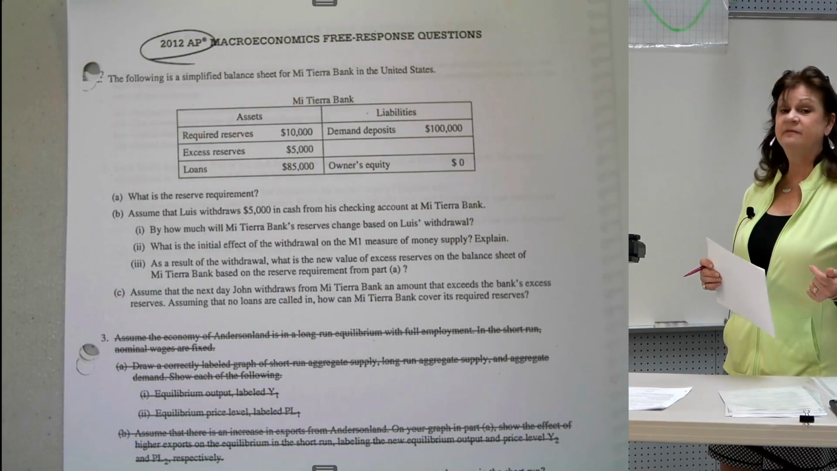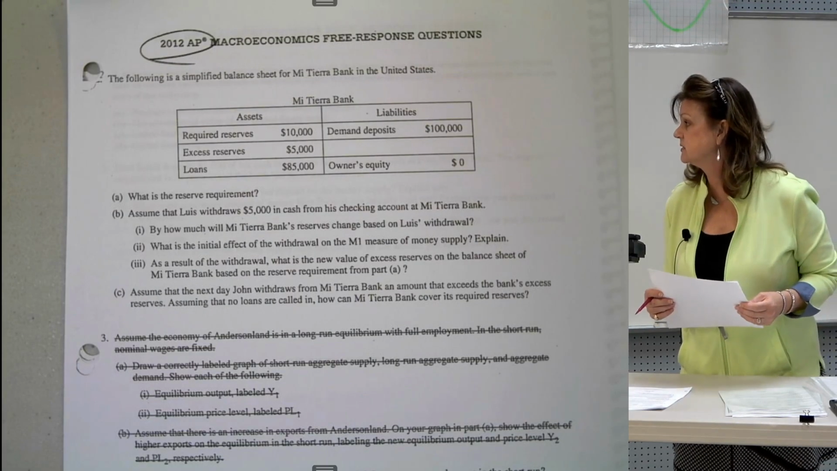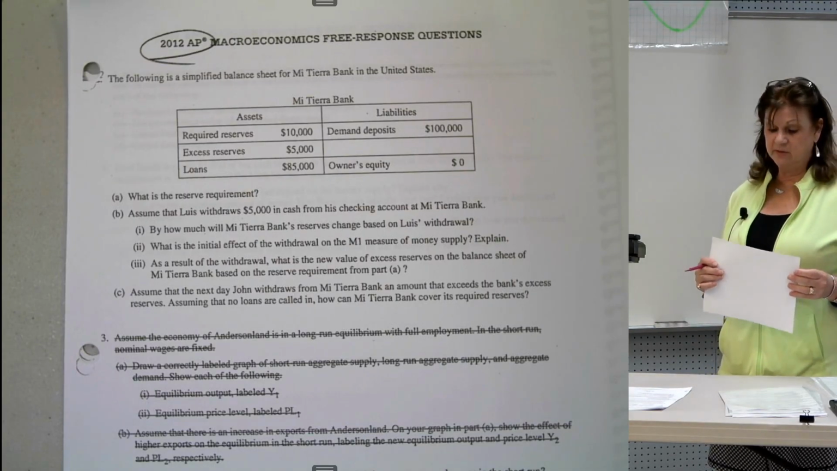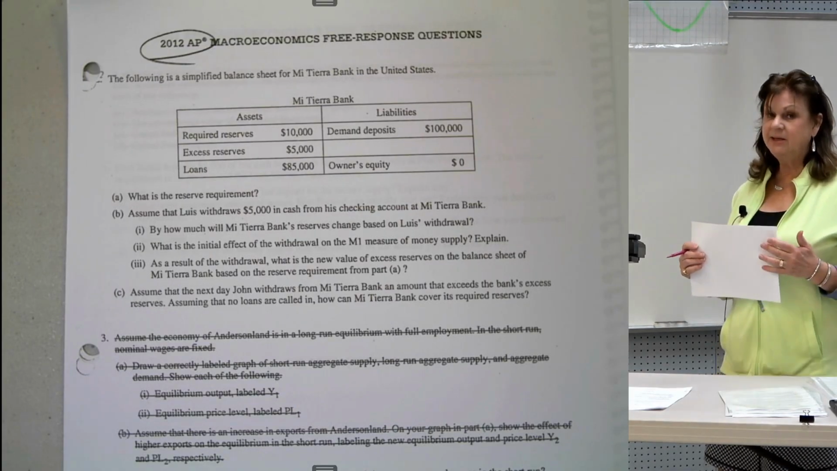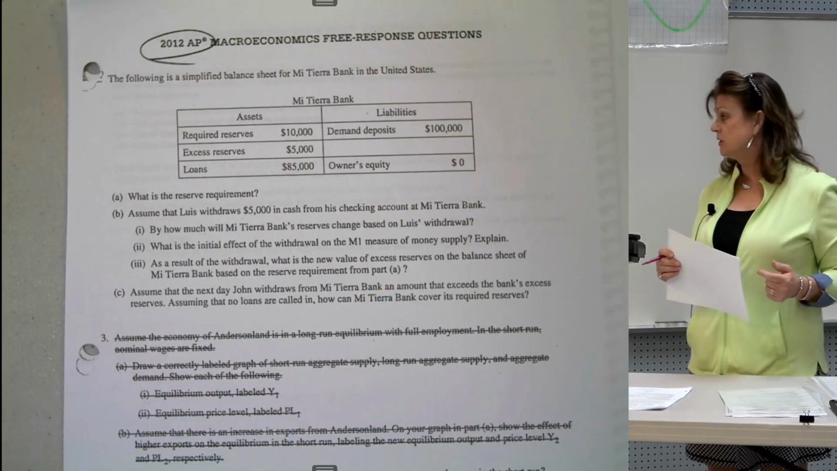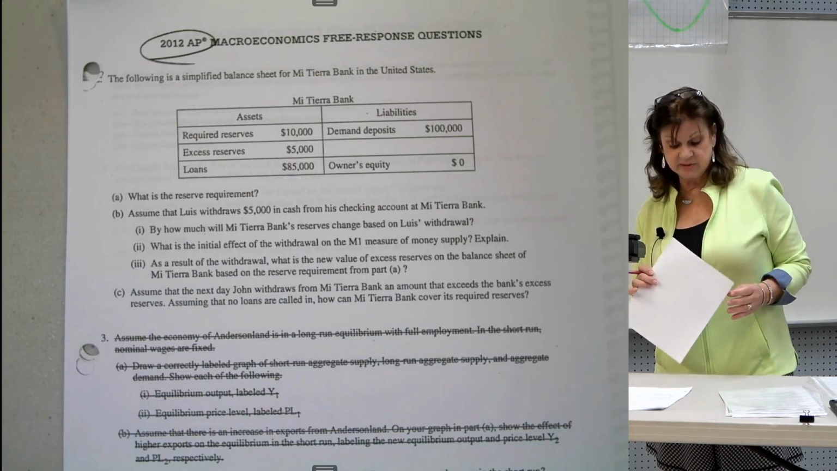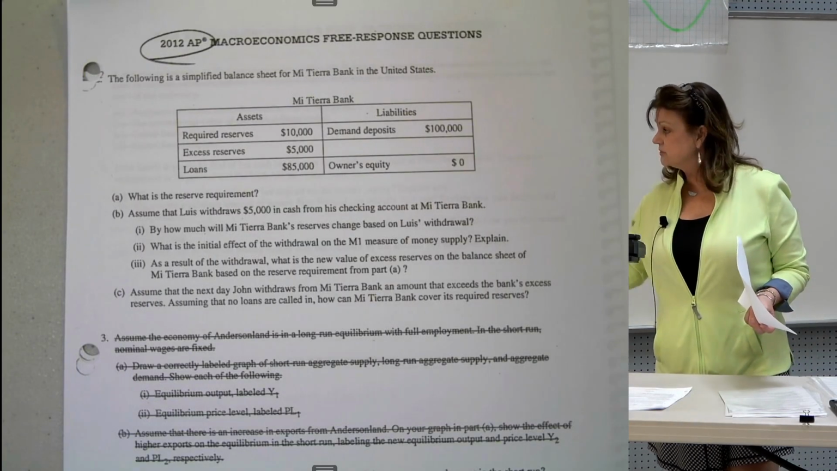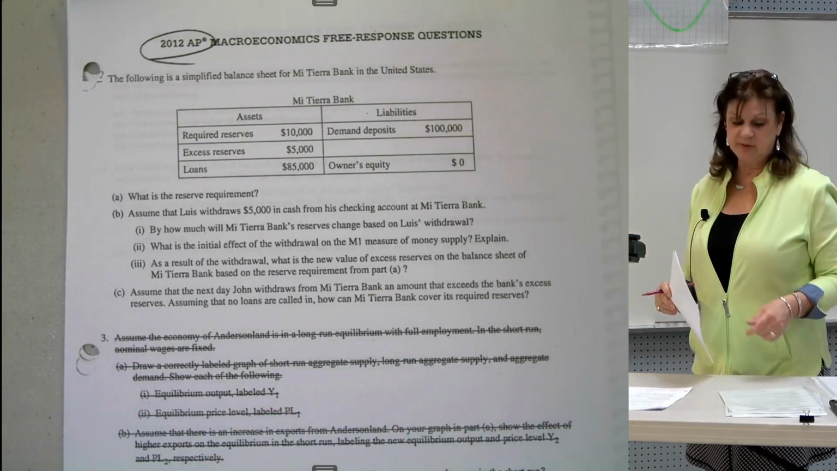What's the effect of M1? Remember, M1, cash, coin, currency, and demand deposits. As a result of the withdrawal, what's the new face value of excess reserves in the balance sheet? And then we're going to make an assumption that the next day John comes in and he is going to withdraw enough to exceed the excess reserves. So one way a bank can meet their reserves is to call in some loans. It's kind of rare that they do that, but we're going to talk about other ways.